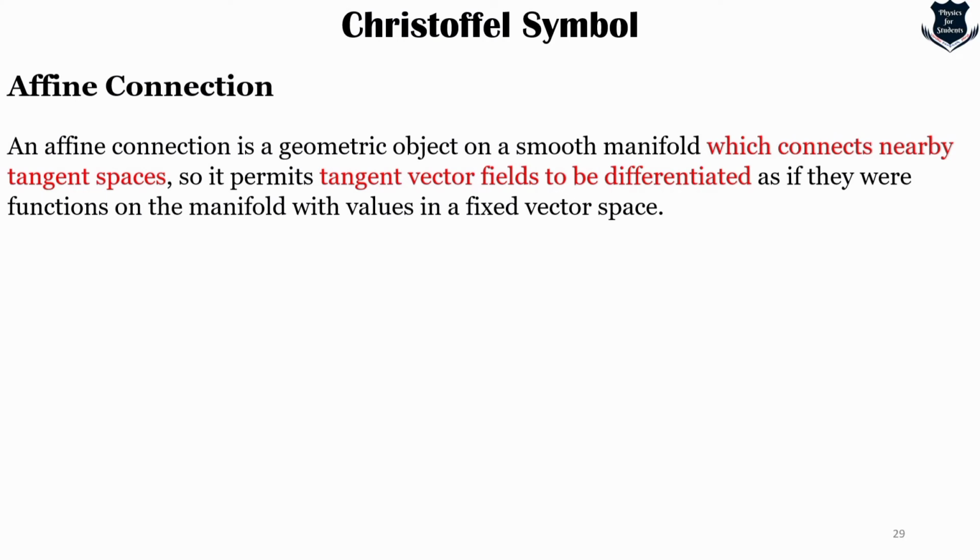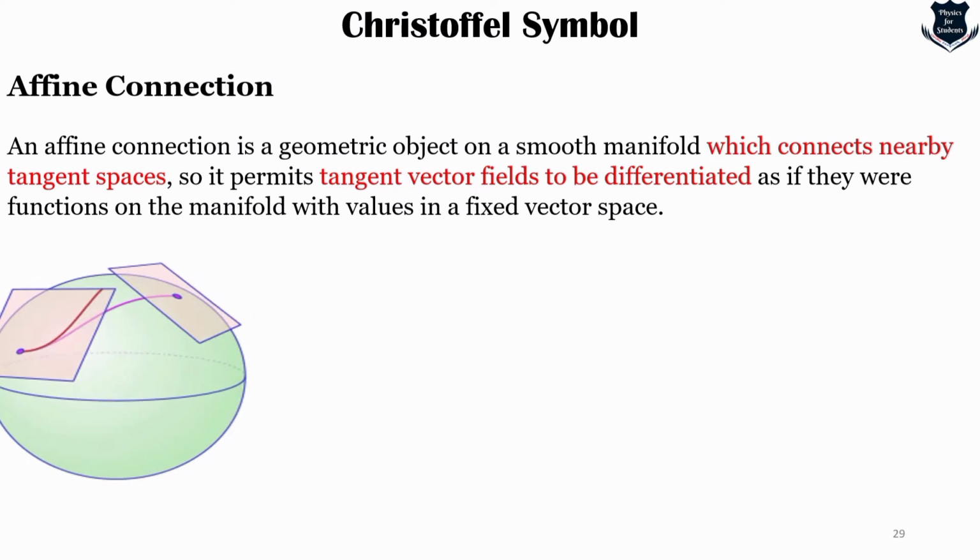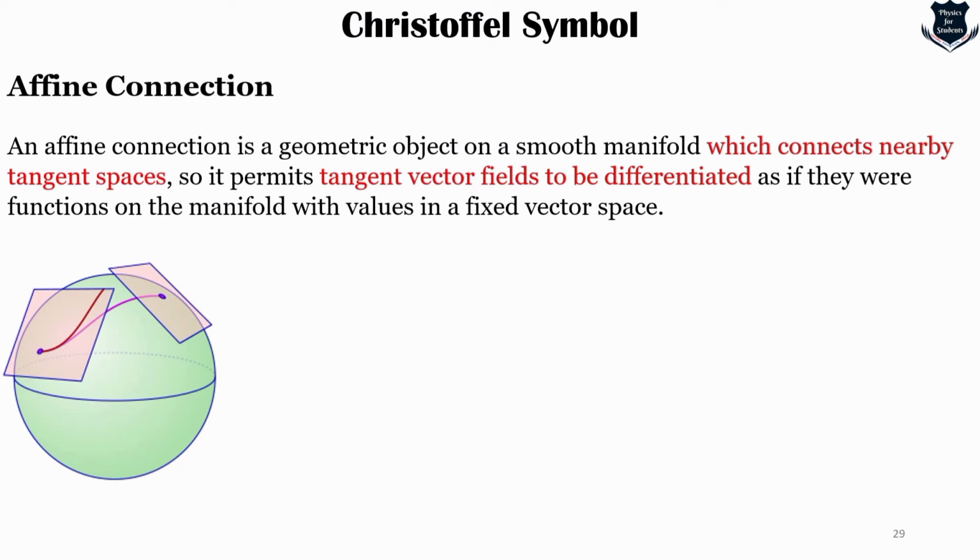It was developed later in the 1920s by Élie Cartan and Hermann Weyl. So the main invariants of an affine connection are its torsion and curvature. This is an illustration of torsion. You can see these are the tangent vector fields which connect, and it can be differentiated. Okay, so I will go step by step.